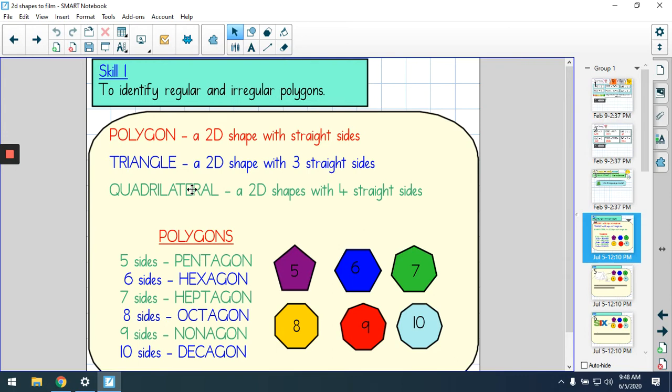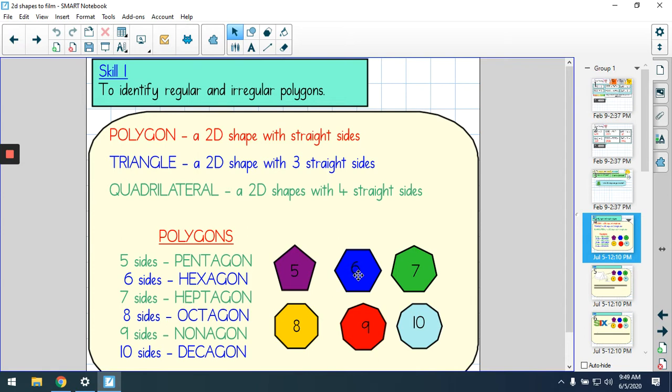A polygon is a 2D shape with straight sides. A regular polygon is where all the sides have to be the same length and all the angles have to be the same measurement. And irregular then is the opposite, where it has sides of different lengths and angles of different sizes. So here we've got our regular polygons. A pentagon is a 5-sided shape, but this is a regular pentagon because its sides are the same length and its angles are the same. We can have irregular pentagons, and we'll have a look at those in a little bit.